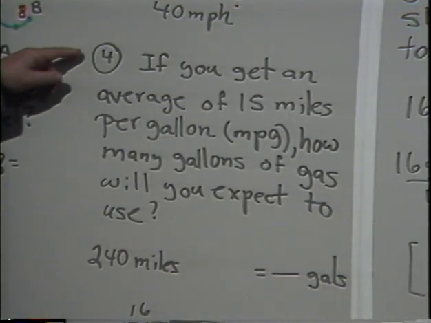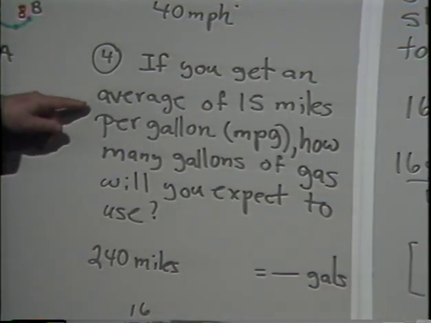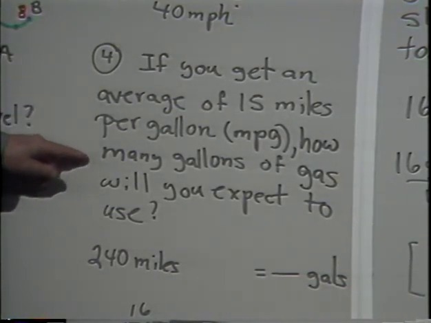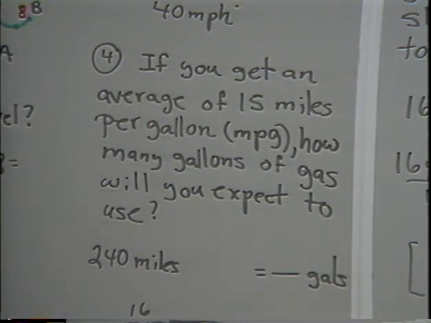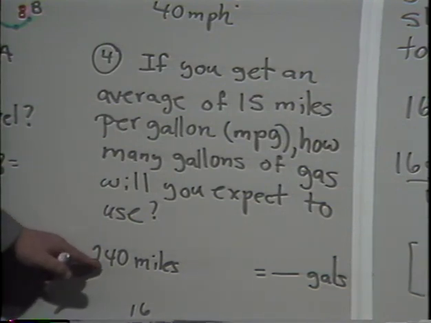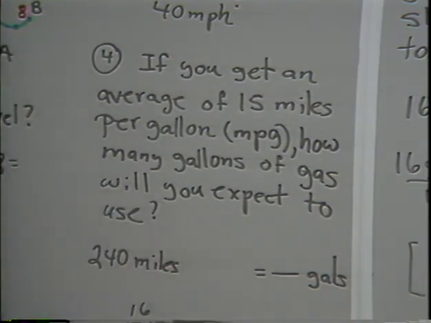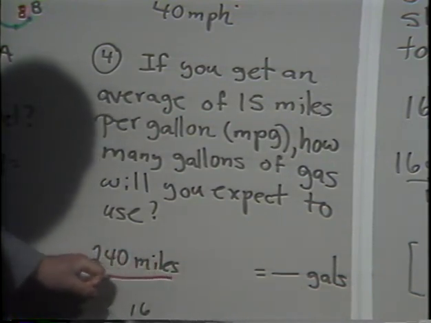So problem number 4 says, if you get an average of 15 miles per gallon, how many gallons of gas will you expect to use? And just to remind us of the dimensional analysis, just so that you don't forget that, remember, if you wanted to, you could say what? 240 miles equals blank gallons. Then what you want to do is what?